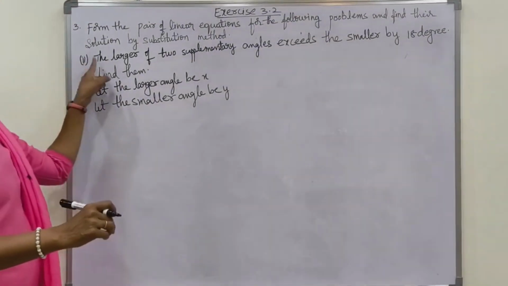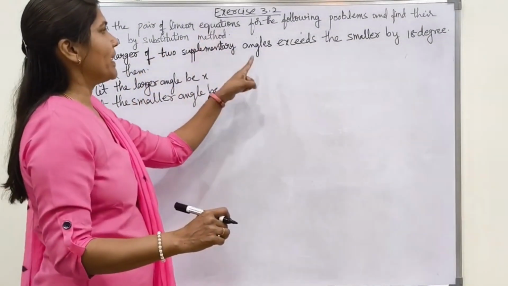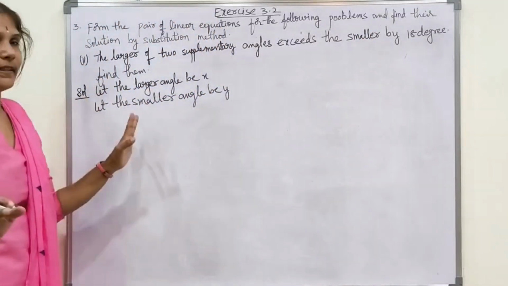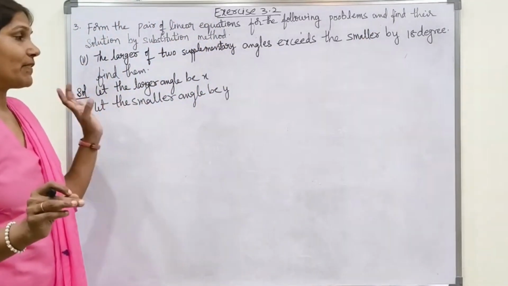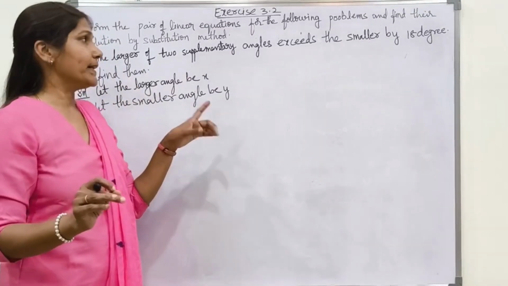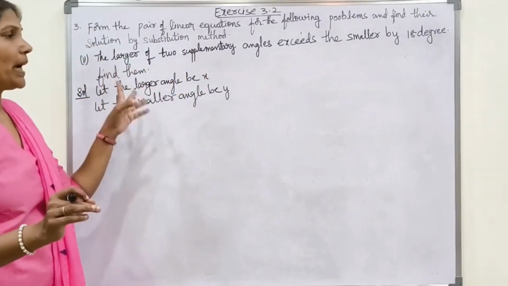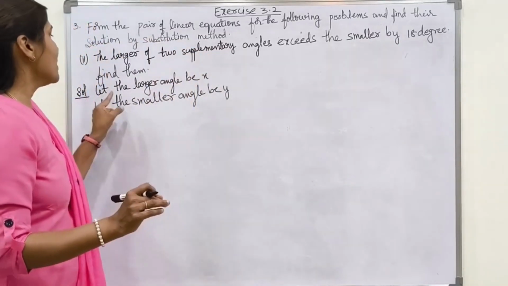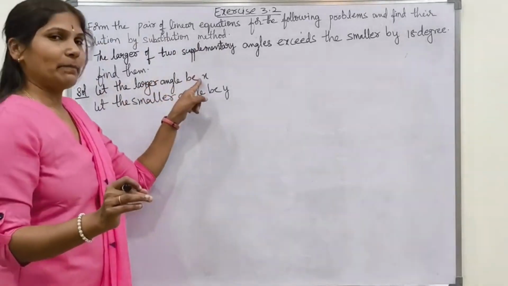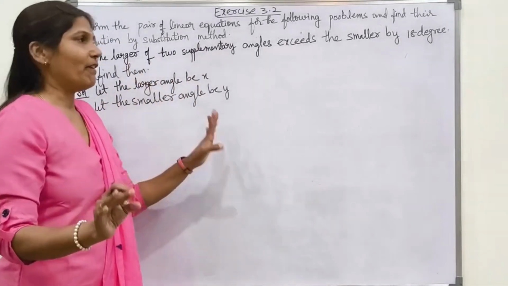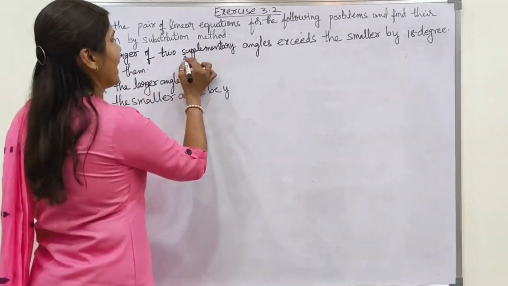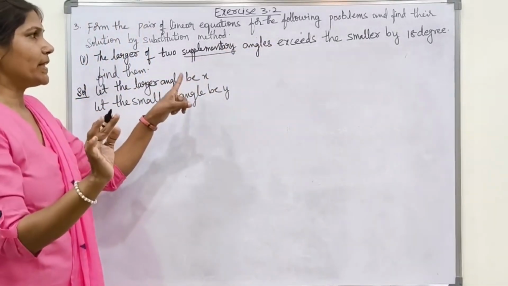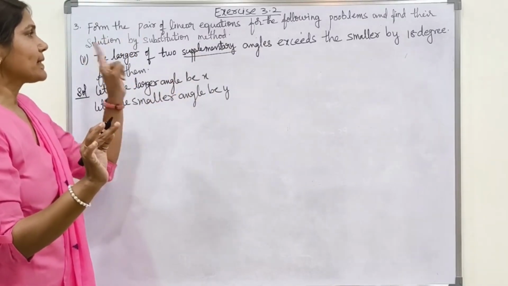Now second question. The larger of two supplementary angles exceeds the smaller by 18 degrees. Find them. This is the question. Supplementary angles means what? Any two angles whose sum is 180 degrees is called supplementary angles. Two angles whose sum is 90 degrees is called complementary angles. Here, supplementary angles. So let the larger angle be x and let the smaller angle be y. Supplementary angles means x plus y, the sum of the two angles is 180 degrees.